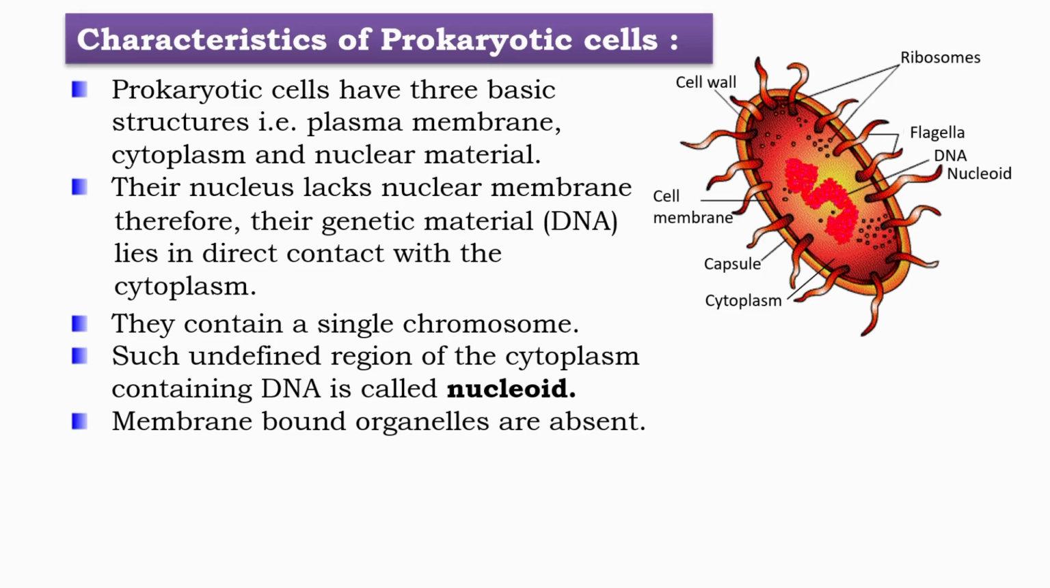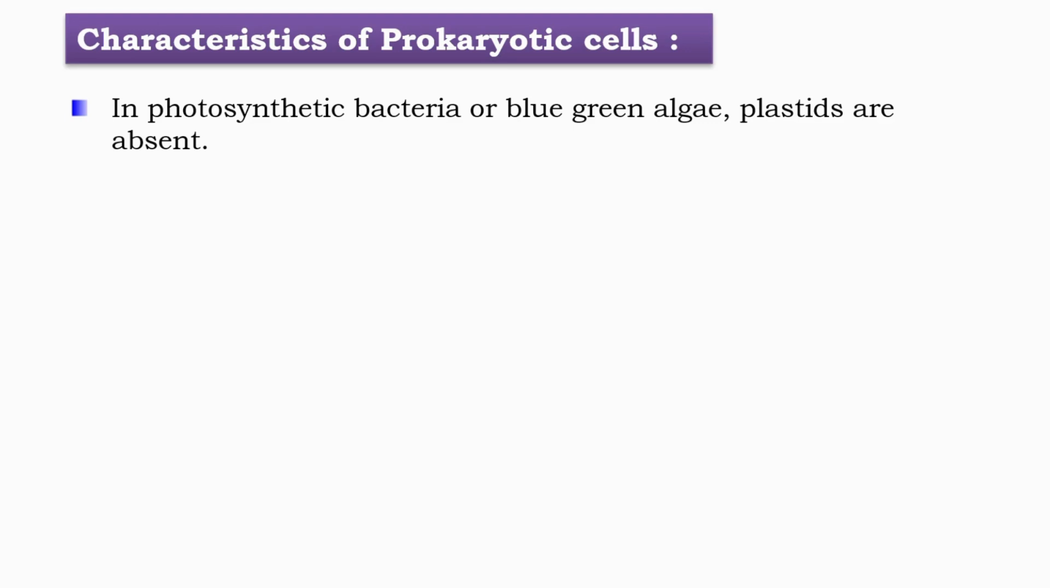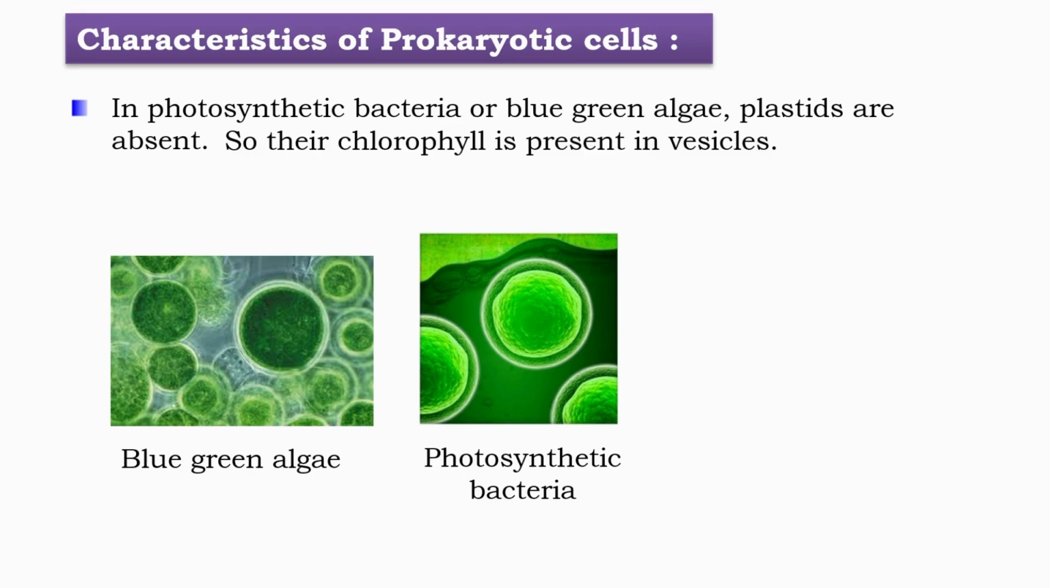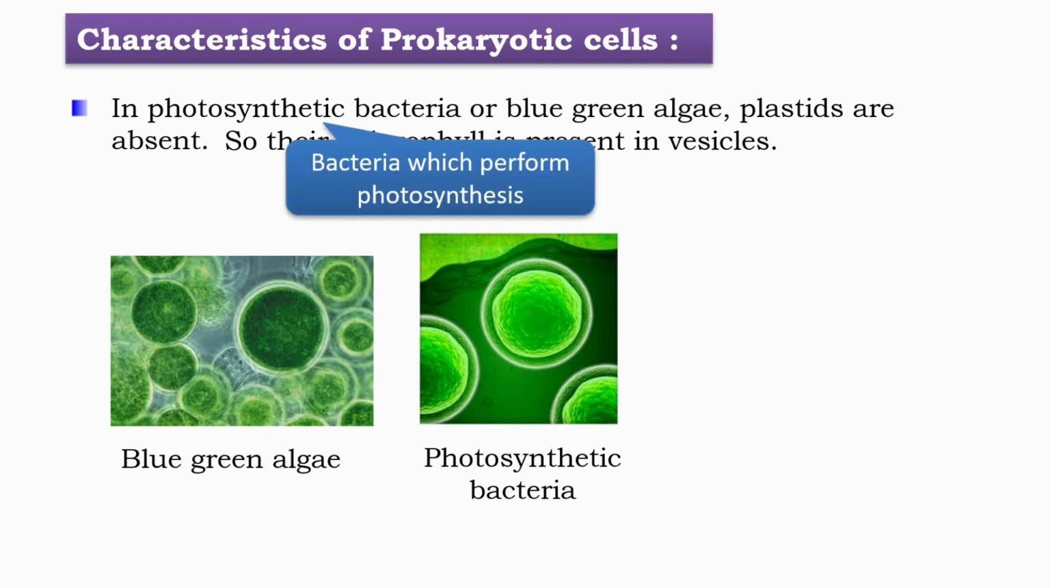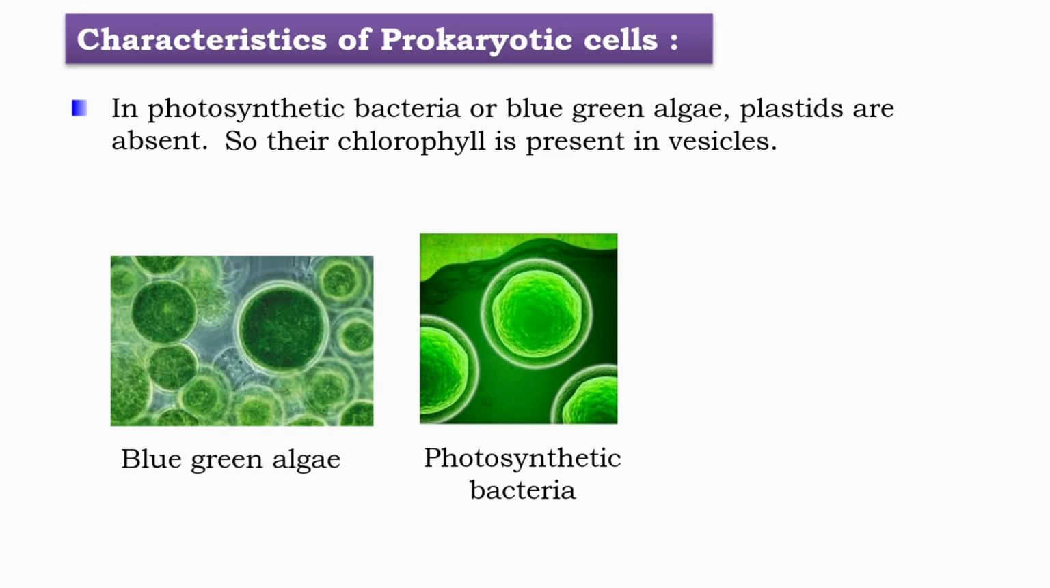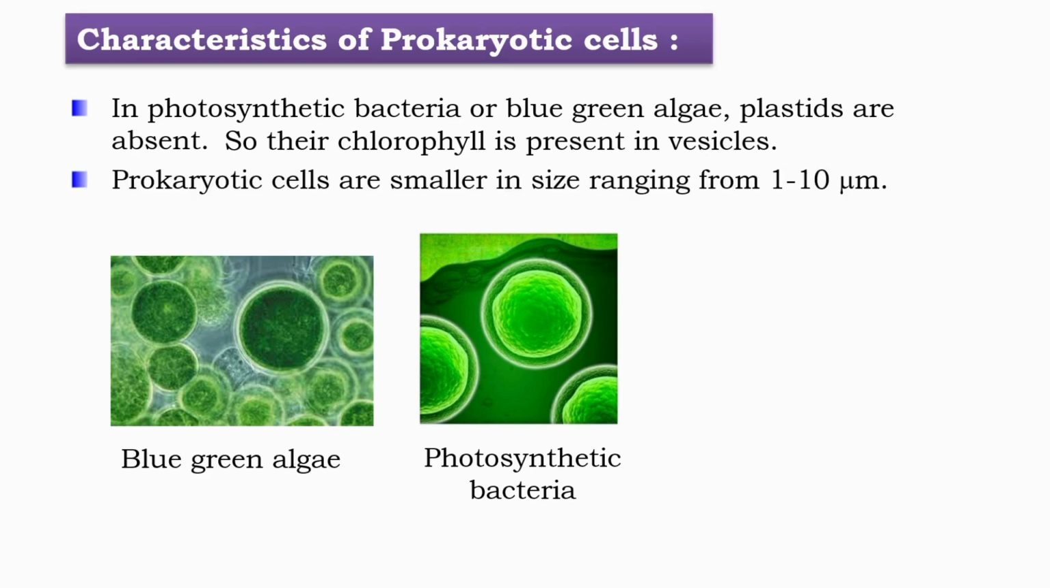Membrane bound organelles are absent. In photosynthetic bacteria or blue-green algae, plastids are absent. So their chlorophyll is present in vesicles. Photosynthetic bacteria means the bacteria which perform photosynthesis. Vesicles means the bag-like structures. Prokaryotic cells are smaller in size, ranging from 1 to 10 micrometer.